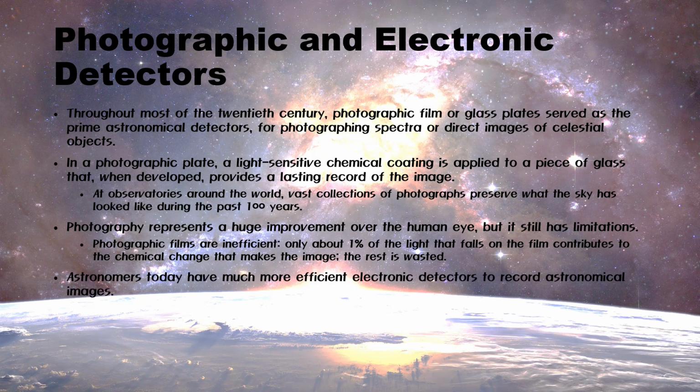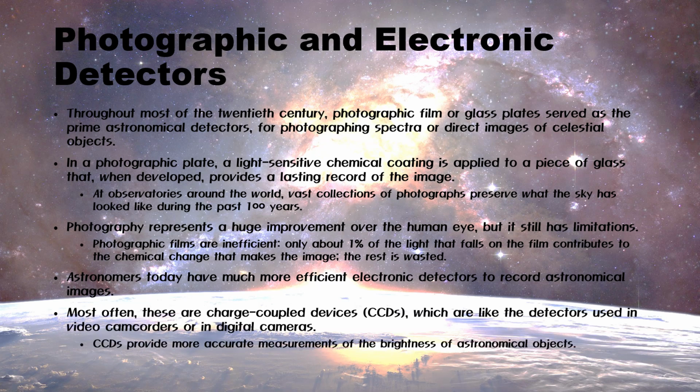Astronomers today, though, have much more efficient electronic detectors to record astronomical images. Most often, this is done through charge-coupled devices, or CCDs, which are like the detectors often used in video camcorders or digital cameras. CCDs provide much more accurate measurements of the brightness of astronomical objects, in comparison to things like photography or the human eye.